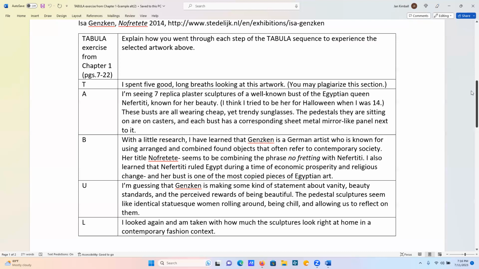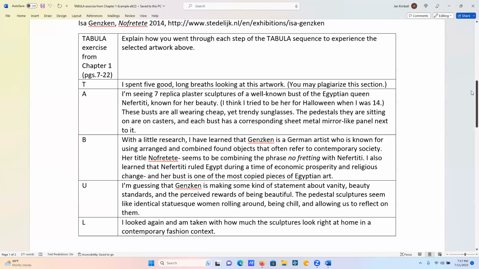Okay, so the next one is U for understanding. So we've done time, association, background, and now we're doing U, understanding. Now that you've spent some time looking at it and you've done some background research, it's possible that you're understanding more about the piece than you did when you first looked at it. So I'm guessing that the artist is making some kind of statement about vanity, beauty standards, and the perceived rewards of being beautiful. The pedestal sculptures seem like identical statuesque women rolling around, being chill, and allowing us to reflect on them.